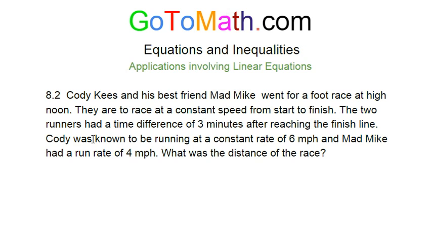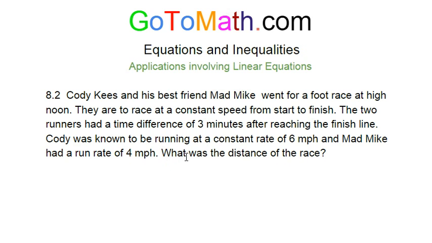All right, the two runners had a run time difference of 3 minutes after reaching the finish line. If you don't understand that, I'll explain it here in a minute. Cody was known to be running at a constant rate of 6 miles per hour. So this constant rate, in other words, I know it's not even possible, but just go with me on that. And Mad Mike had a run rate of 4 miles per hour, and it was constant also. What was the distance of the race?